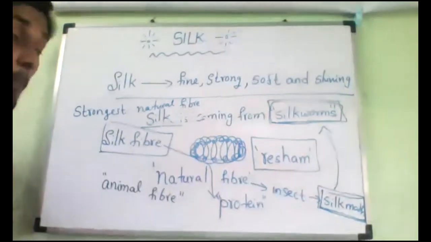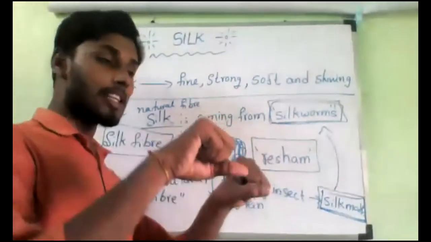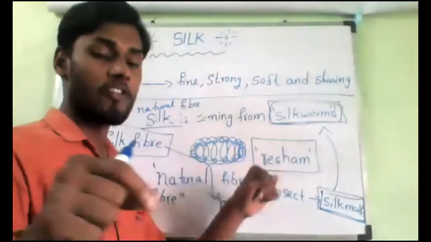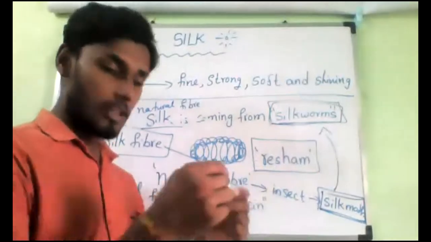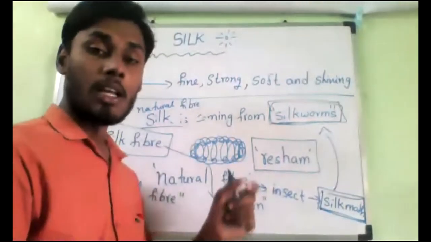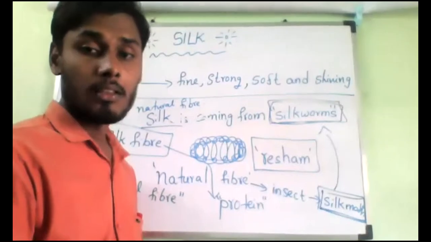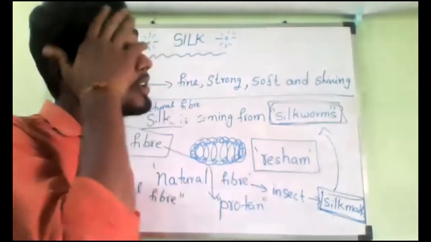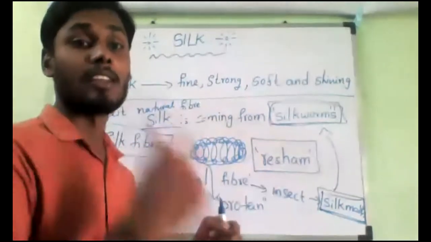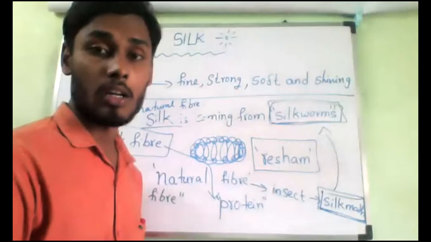Imagine I have made a steel wire, a very, very small thick wire. If you try to break it, is it possible? No, sir. In the same way, we cannot break the silk thread either. That much very strong. Understand?